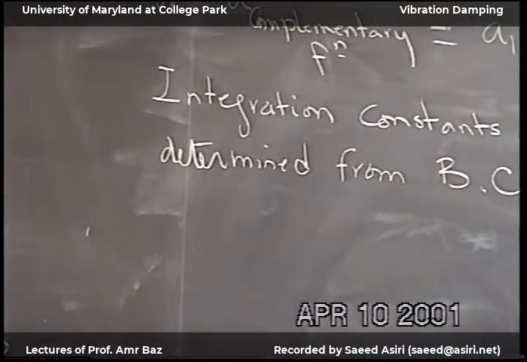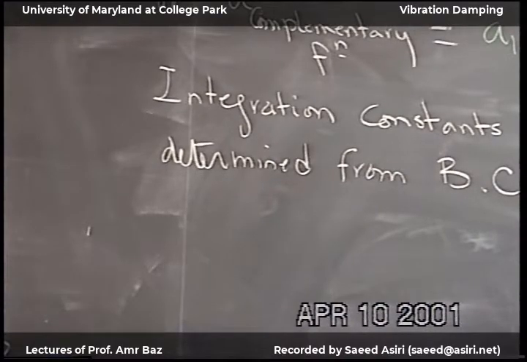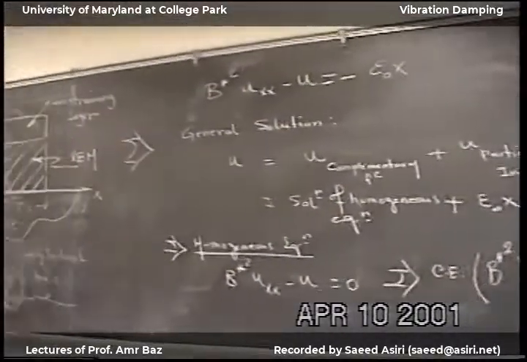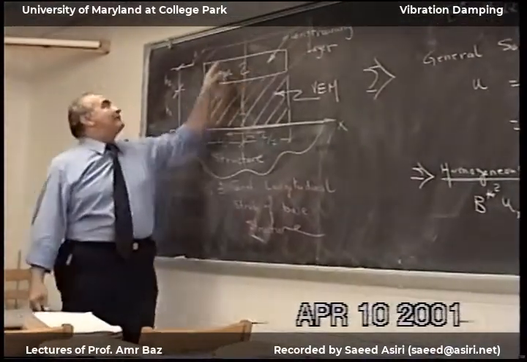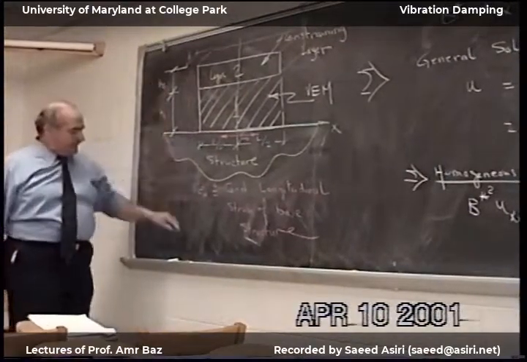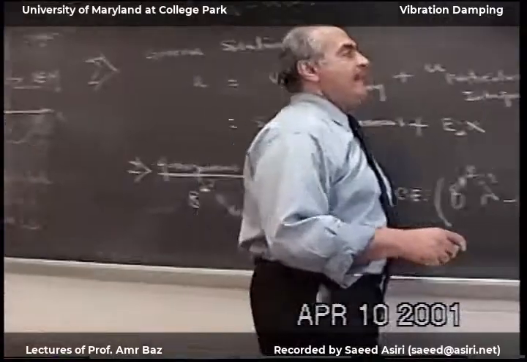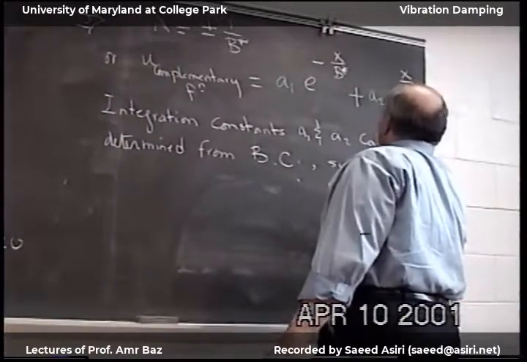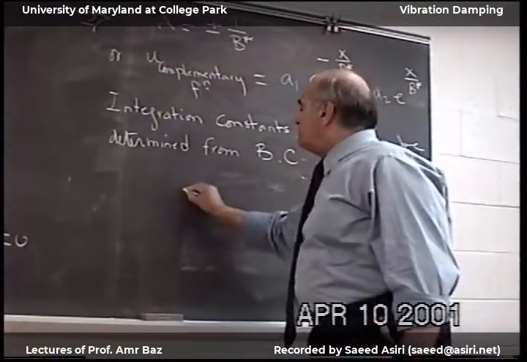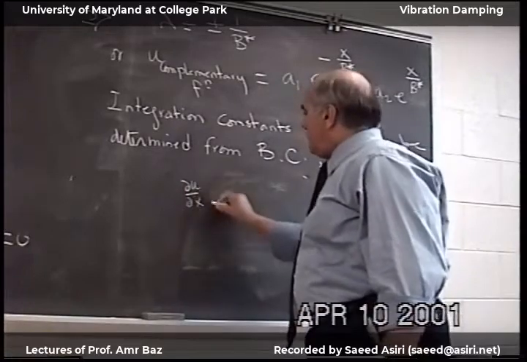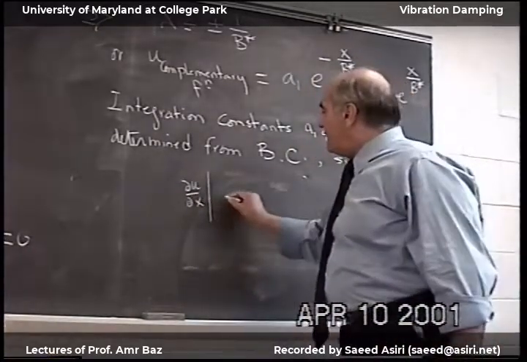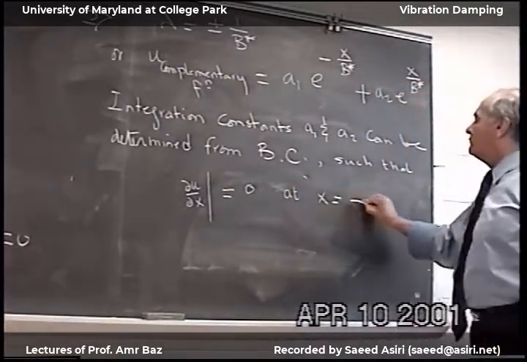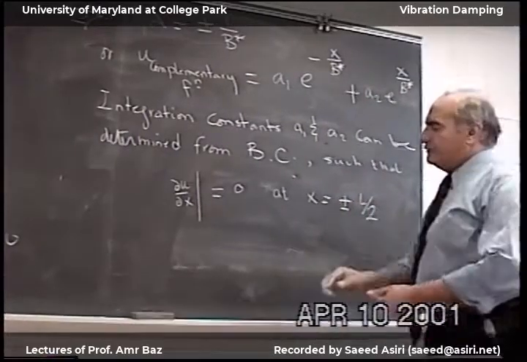In here, the top constraining layer will deflect, will move. But I don't have any normal forces acting on it. So the normal force at the edges is equal to 0. Or we can say that partial u by partial x is equal to 0 at x is equal to plus or minus L over 2.